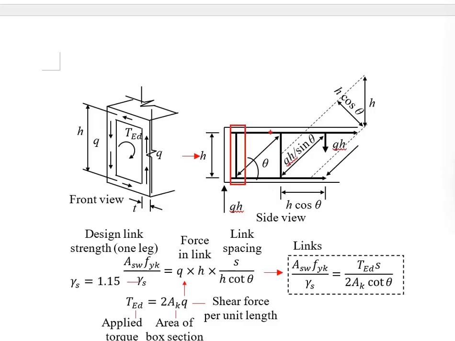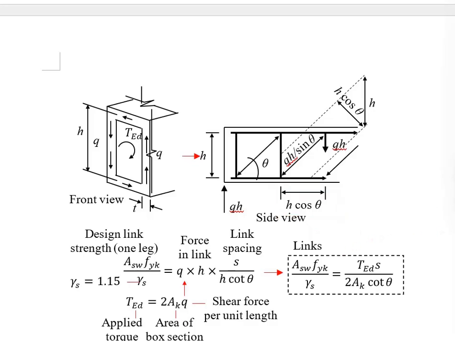Now, if the torsional link is spaced at exactly what is happening in the actual member, that means the tensile force provided by the torsional link shall be equal to the Q times H, which is this force. But in actual circumstances, once the torsional link is placed within the member, it is fixed. The torsional force can be variable. It may not always be of the same distance of the h cos theta.